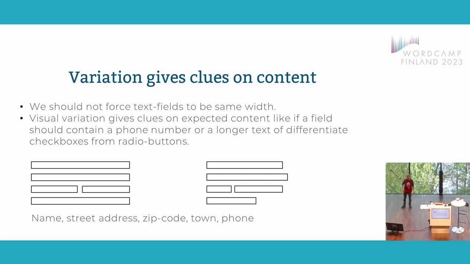We want the inputs to be different for different kinds of content. So a zip code shouldn't be as long as an address, or even as long as a town. So just have variation, reduce similarity. It makes it easier to process in our brain. Our cognition gets a lot of stress, especially from Facebook and other social media, so we shouldn't add to that in our websites.